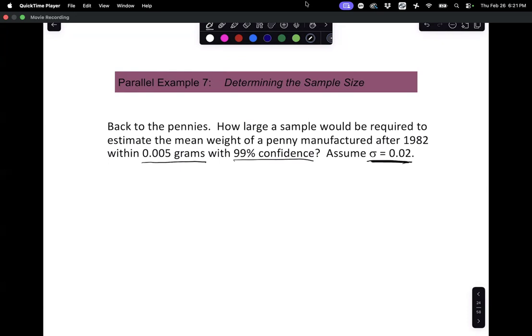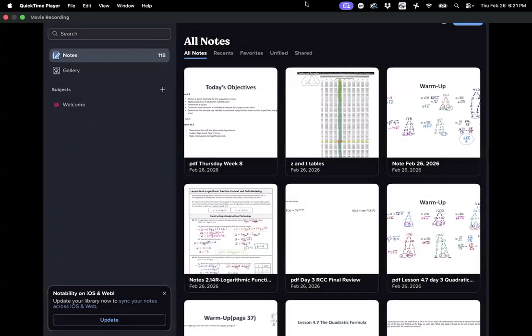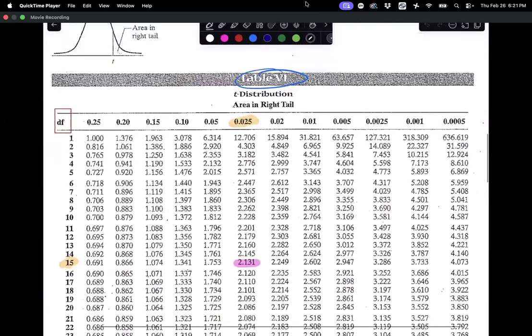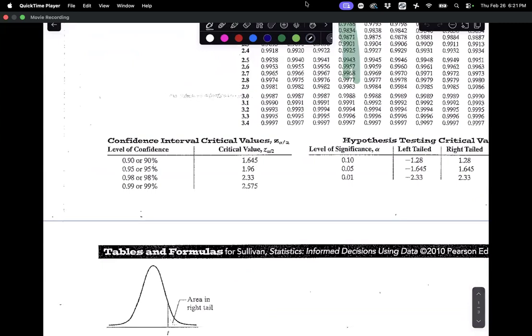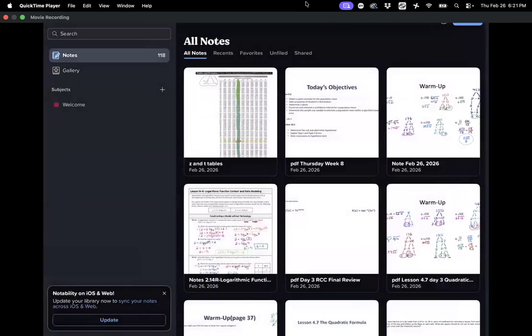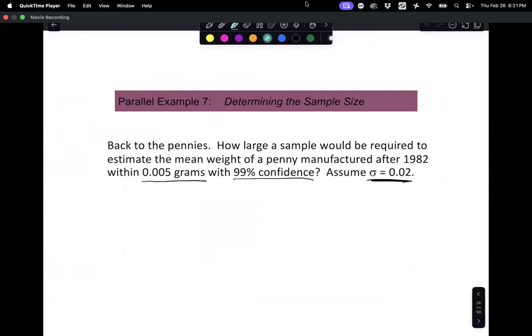So we're going to go back to our Z table. Go up to the critical values for 0.99, which is 2.575. So that's what we're going to use. And I'm going to have to write it down as soon as I get over there, otherwise I'm going to forget it. 2.575. Okay, that's my Z sub alpha divided by 2. All right, I would totally forget it.